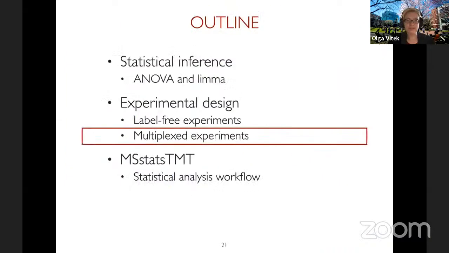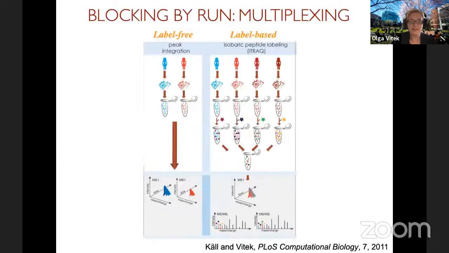But for the purpose of today, our most important example of blocking is multiplexing, because now our mass spectrometry run is a block where we acquire simultaneously data from multiple subjects and hopefully from multiple conditions. And so whatever run-to-run variation we have will be eliminated by blocking within the mass spectrometry run. So this is exactly the segue to the topic of our discussion today.